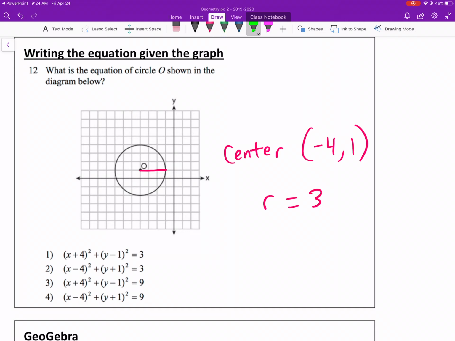So pick your answer choice based on that. It would be choice 3. Alright, so you change your sign for your x and your y value. And you have to make sure that when you're writing the equation, you write the radius squared. So 9, where does that come from? 3 squared, that's equal to 9.